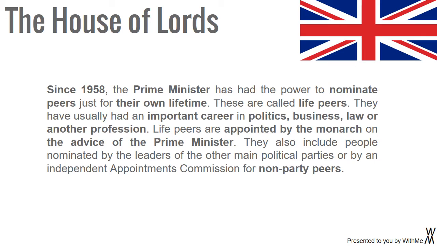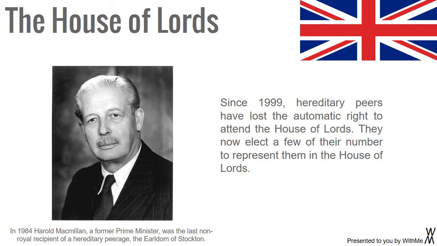They have usually had an important career in politics, business, law or another profession. Life peers are appointed by the monarch on the advice of the Prime Minister. They also include people nominated by the leaders of the other main political parties, or by an independent appointments commission for non-party peers. Since 1999, hereditary peers have lost the automatic right to attend the House of Lords. They now elect a few of their number to represent them in the House of Lords.